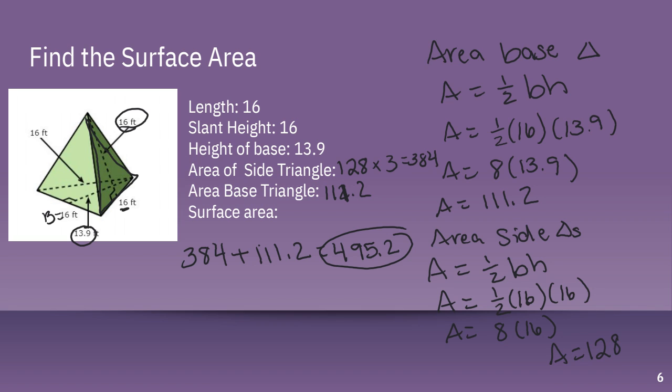So what is my label that needs to go along with that? I have 495.2. My measurement is in feet. And again, that is feet squared because area is always two-dimensional. So that is my final answer for this problem.